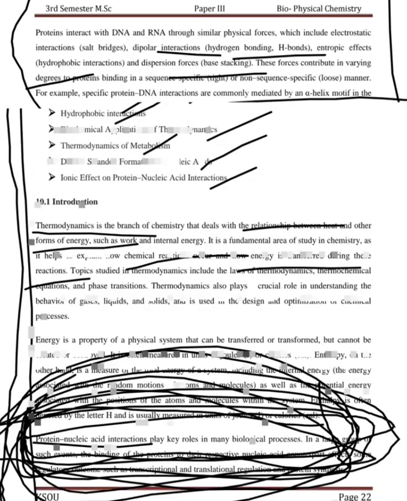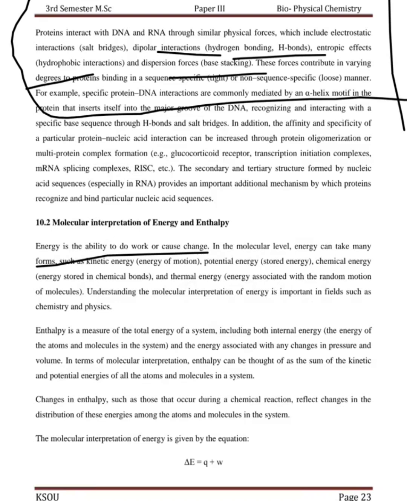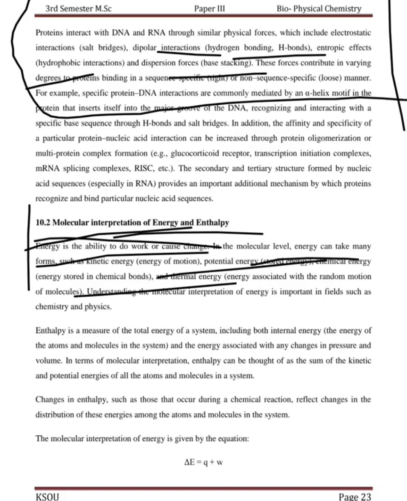And the molecular interpretation of energy and enthalpy. Energy is the ability to do work. So what is energy, what is enthalpy? Energy is the ability to do work or cause a change. At the molecular level, energy can take many forms such as kinetic energy, potential energy, chemical energy, and thermal energy. These are with respect to energy.